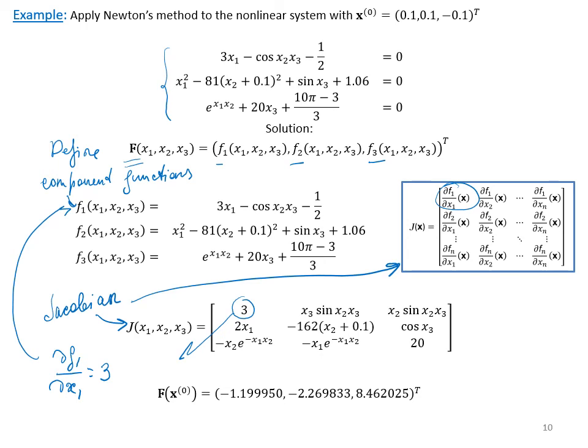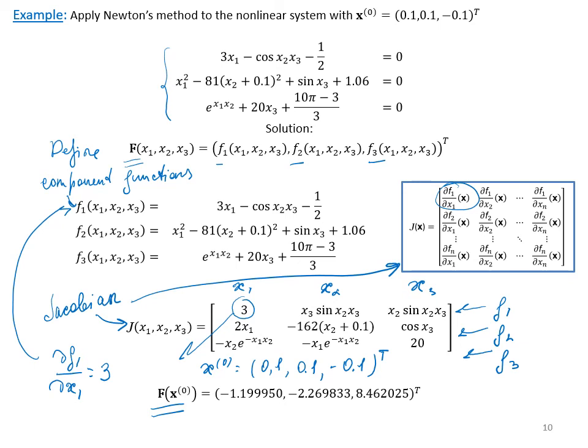So this first line, it's f1, f2, f3, and here we take the derivative over x1, the derivative over x2, and the derivative over x3. As soon as we are done and we have constructed our Jacobian, we should compute our initial approximation. And we should recall that our x0 is 0.1, 0.1, and minus 0.1. We plug into our system, and this line, this is what we can get.